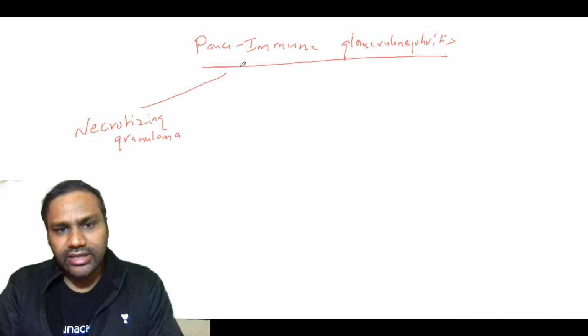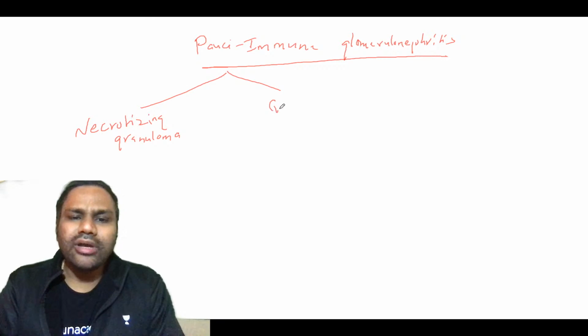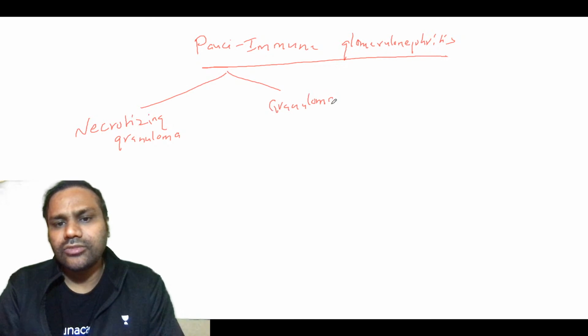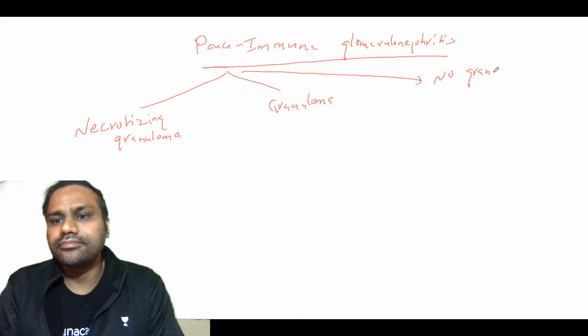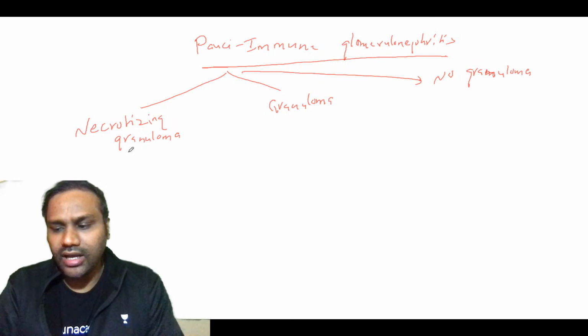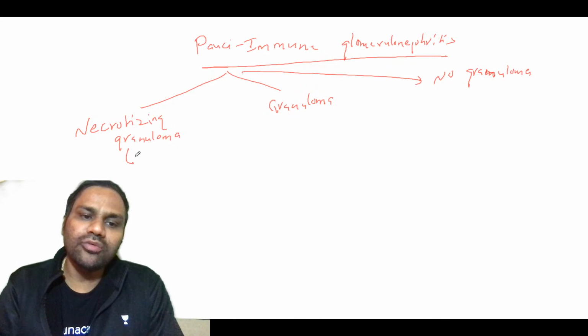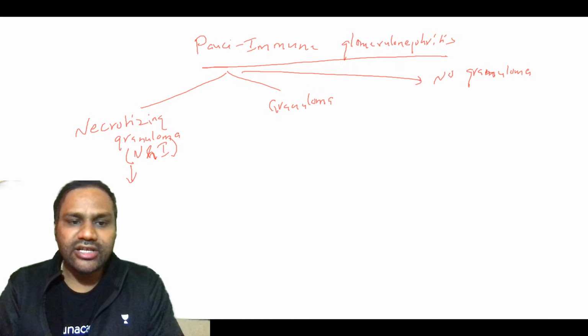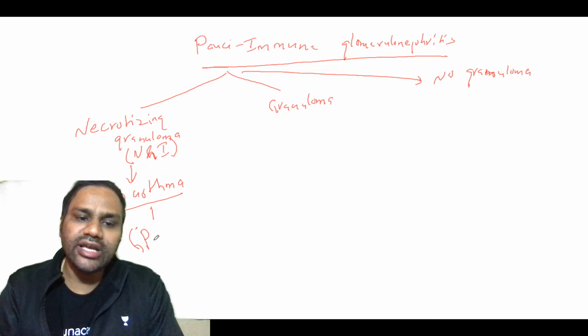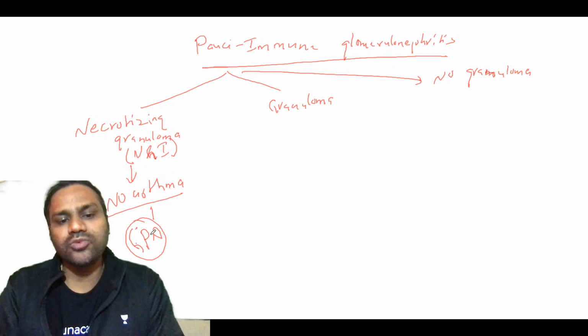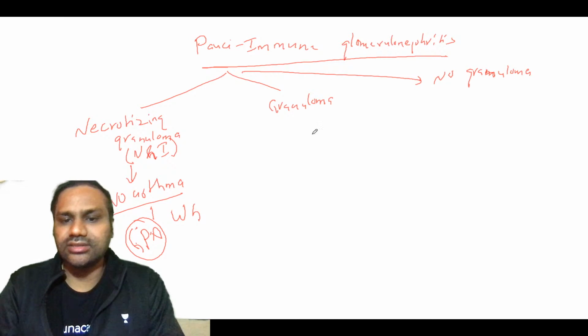Okay, so basically granuloma may be present or there may be no granuloma. If necrotizing granulomatous inflammation is present, then you see whether asthma is present or not. If there is no asthma, then you go for granulomatosis with polyangiitis, that is Wegener's granulomatosis.